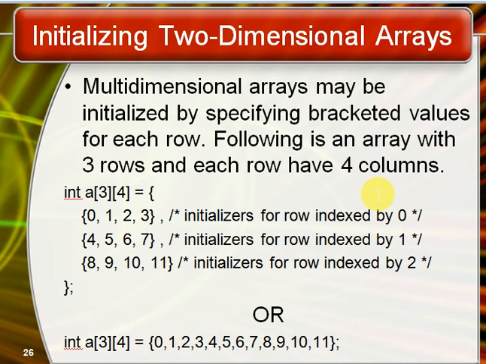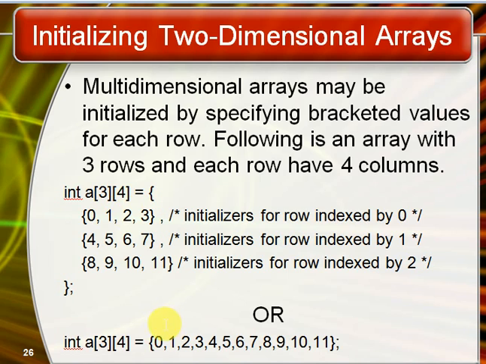Now initializing 2D arrays. Multidimensional arrays may be initialized by specifying bracketed values for each row. Following is an example of 3 rows where each row has 4 columns, that is an array of 3 by 4. Int a is the name of the array, 3 means the number of rows is 3, and 4 means the number of columns in this 2D array is 4. Then 0, 1, 2, 3 is the content of row 1 with 4 columns, then the content of row 2 is 4, 5, 6 and 7, and the content of row 3 is 8, 9, 10 and 11.